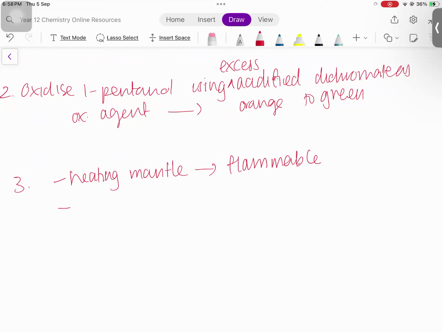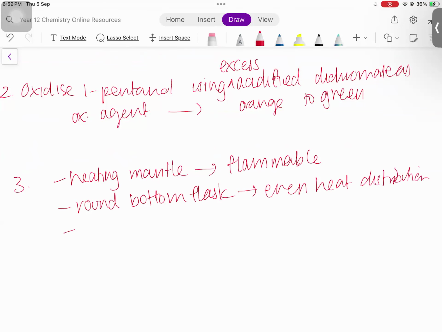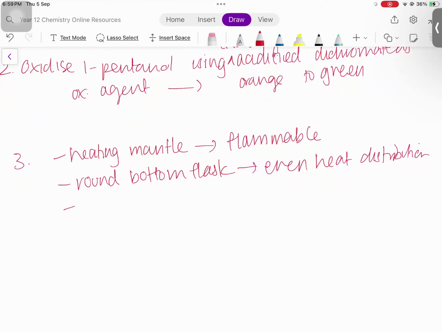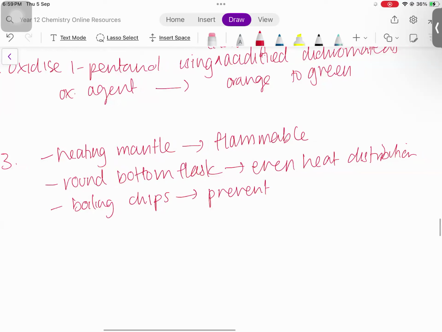What kind of flask do we use? It's the round bottom flask. And you use the round bottom flask to promote even heat distribution. What are the little ceramic things you put in the flask? Boiling chips. And that's to evenly distribute the heat as well and to prevent flash boiling or superheating. Okay, heating mantle, round bottom flask, boiling chips.